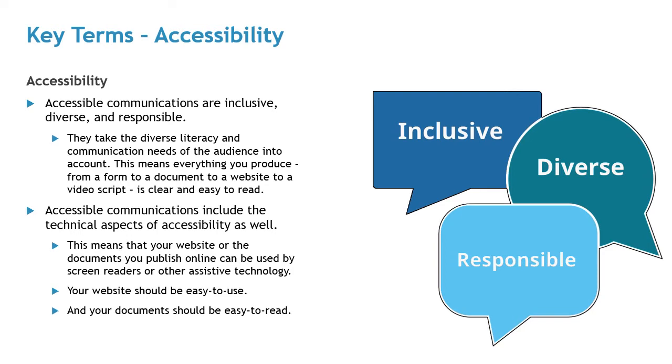The key terminology of accessibility. Accessible communications are inclusive, diverse, and responsible. They take the diverse literacy and communication needs of the audience into account. This means everything you produce, from a form to a document, to a website to a video script, is clear and easy to read. Accessible communications include the technical aspects of accessibility as well.